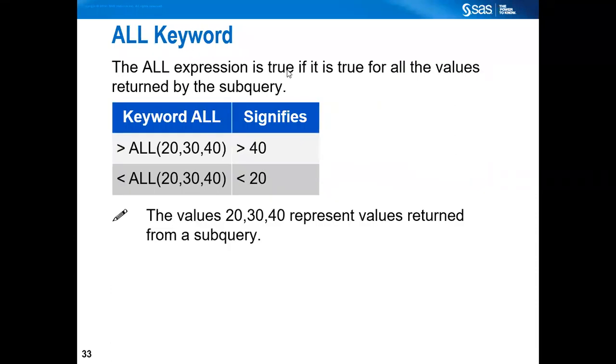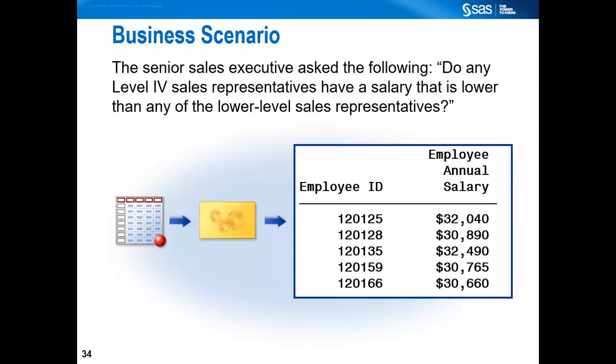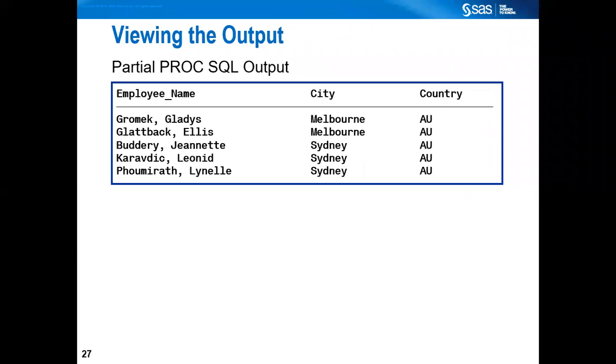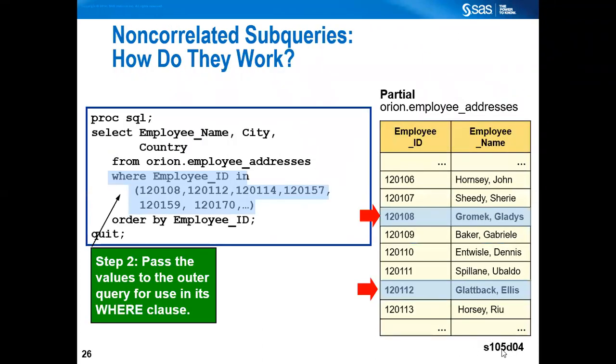So the ALL expression is true if it is true for all the values returned by your subquery, if the values are 20, 30, 40 returned from your query. All right. So now let's understand the next scenario. The scenario here is telling: a sales executive asked the following. Before working on this scenario, before this activity, you had this demo. Work on this D04.